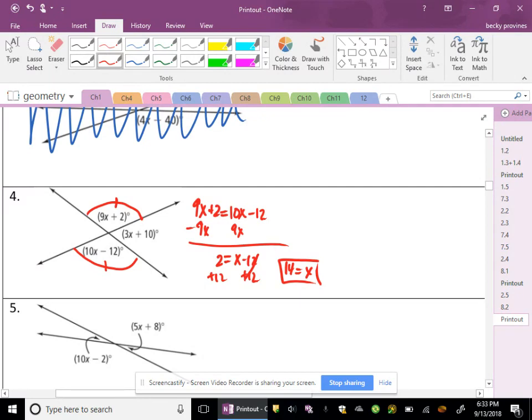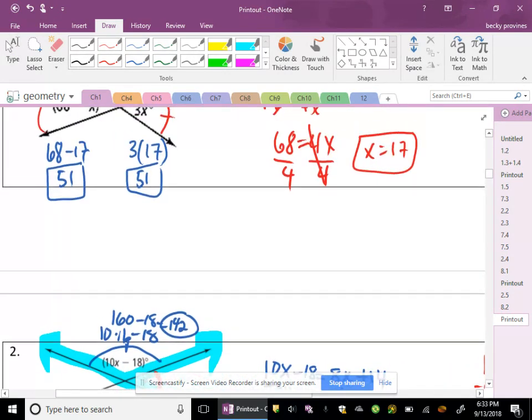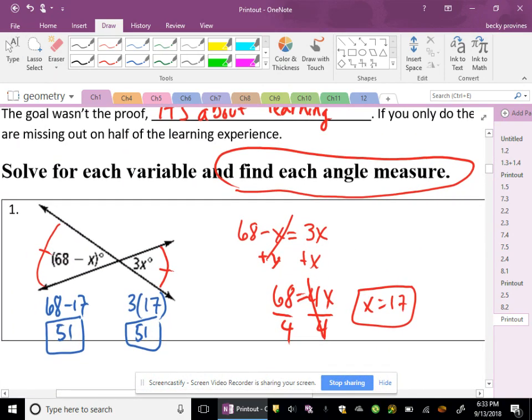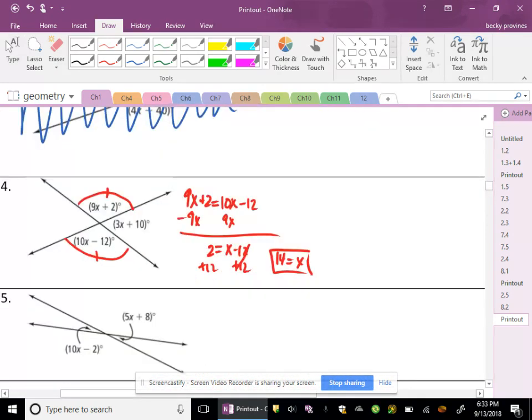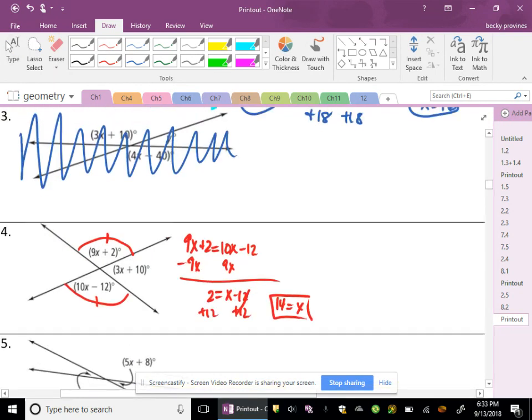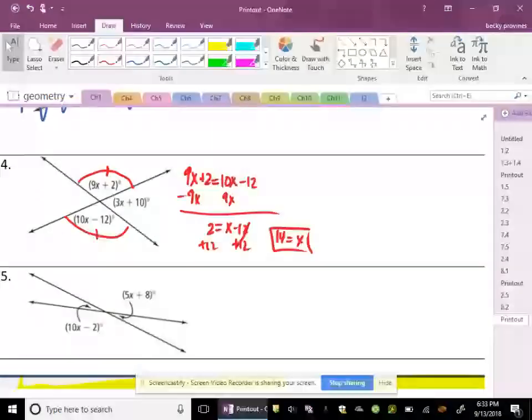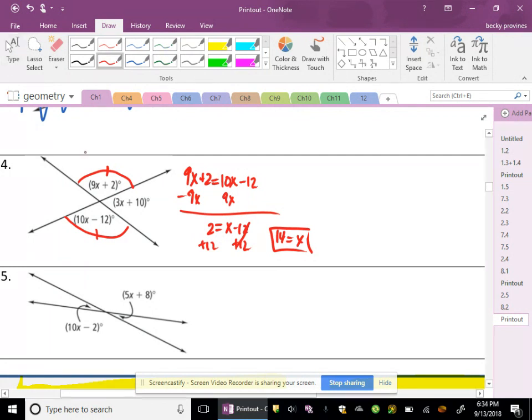Okay, now, I do believe the directions say, let's go back and look, find the measure of each angle. So now that we know x, we have to plug it back in. Changing color, let's see, 9 times 14 plus 2. So 9 times 14 is 126. Plus 2 is 128. All right, so we should get 128 for its vertical angle.